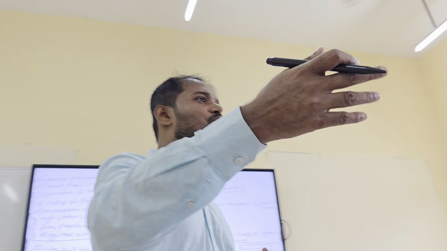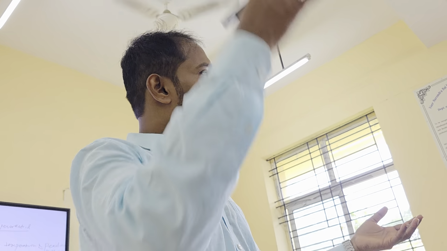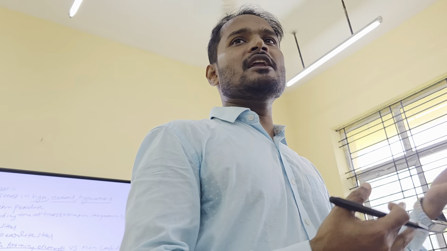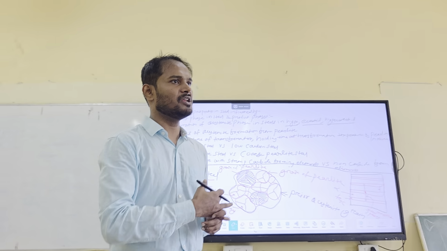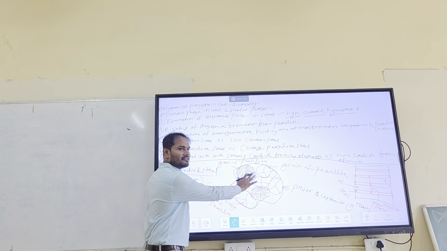I am not going into details. Actually, that is called annealing and normalizing. We will discuss that in a coming lecture. Annealing means slow cooling. You can have coarse pearlite. When you do normalizing, that is faster cooling. You can have fine pearlite. We will discuss that in detail in a coming lecture. I think it is fine.